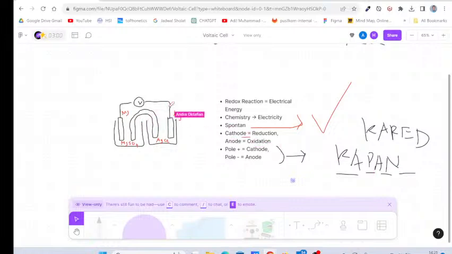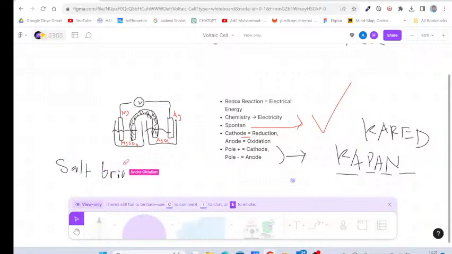Okay, we see an example here. So guys, here is the example of the voltaic cell system. What is the device that I'm hinting at here? Salt bridge, yeah, salt bridge. It's called a salt bridge, or jembatan garam.